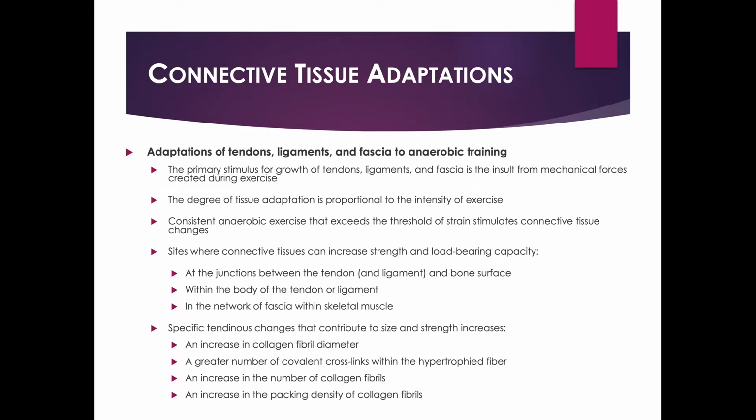It says specific tendinous changes contribute to size and strength increases. So you get an increase in collagen fibril diameter. Collagen is just a protein within the body that helps out with a lot of structure. It helps with structure within the muscle fiber and the tendon. So there's a greater number of covalent cross-links within the hypertrophied fiber, an increase in the number of collagen fibrils, and an increase in packing density of the collagen fibrils. So the structural protein, collagen, is just going to get increased.